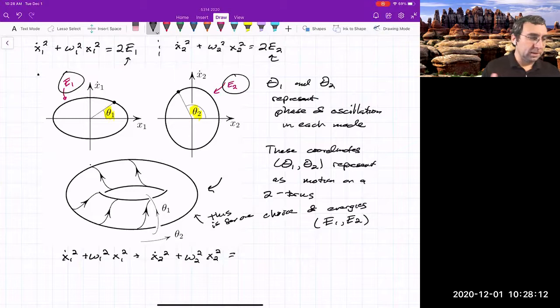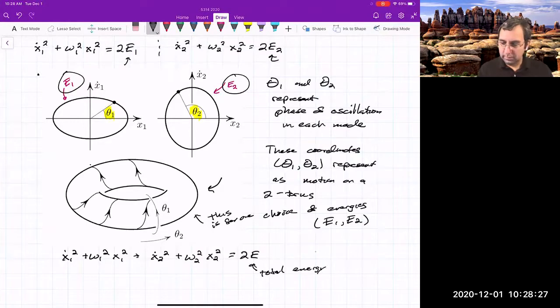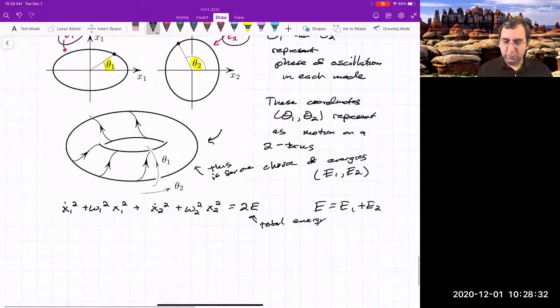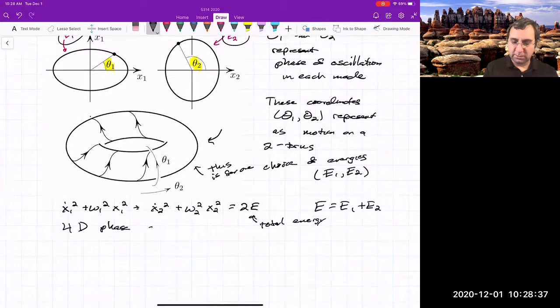Maybe we'll call this 2E, it's total energy. And this total energy is equal to E1 plus E2. Because we have a 4-dimensional phase space, a total 4D phase space made up of 3D energy surfaces.